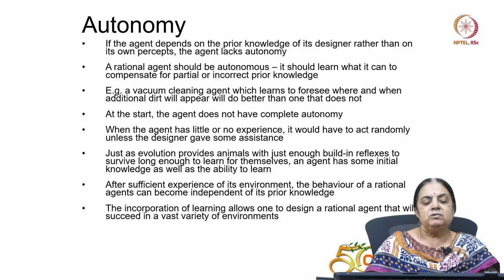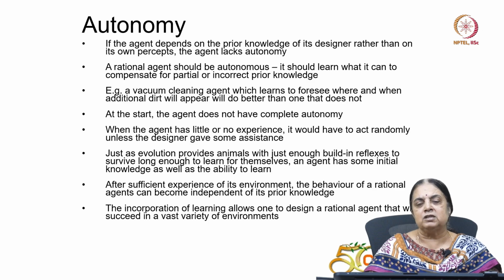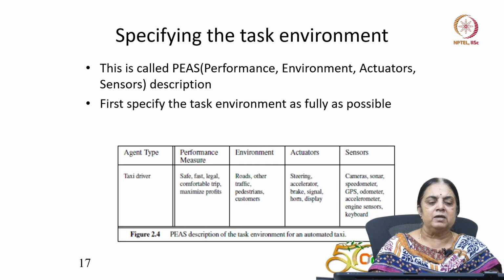Most agents will have some inbuilt knowledge at the beginning, right? But by perceiving the environment, it evolves, and it learns from that. An agent which can learn from the environment is known as an autonomous agent, or one which has more autonomy. So the incorporation of learning allows one to design a rational agent that will succeed in any type of environment, right? So it evolves depending on the environment. That's what we mean by autonomy basically.